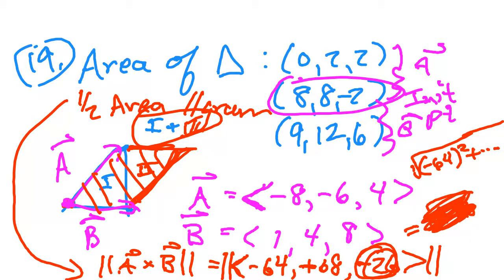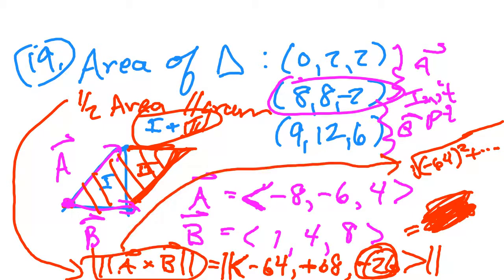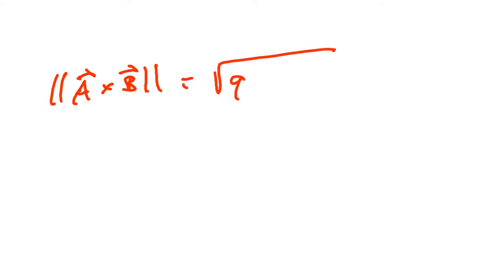The norm of this, good gravy, is minus 64 quantity squared plus 68 squared plus minus 26 squared, which is the square root of 9,396. I'm going to say 676 for the sum of the squares of these things. All right, I'm going to clear this so you can see it better. But anyway, the norm of A vector cross B vector is the area of the parallelepiped, and it's the square root of 9,396. So I wasn't done.